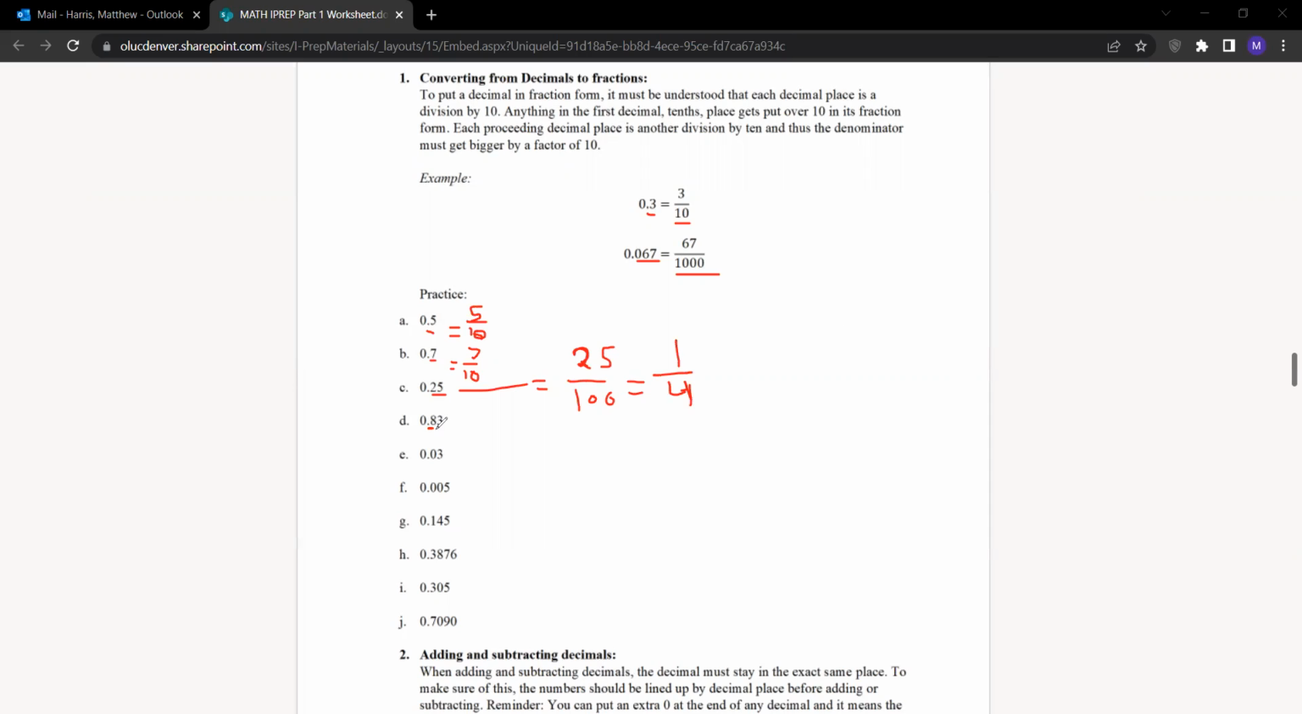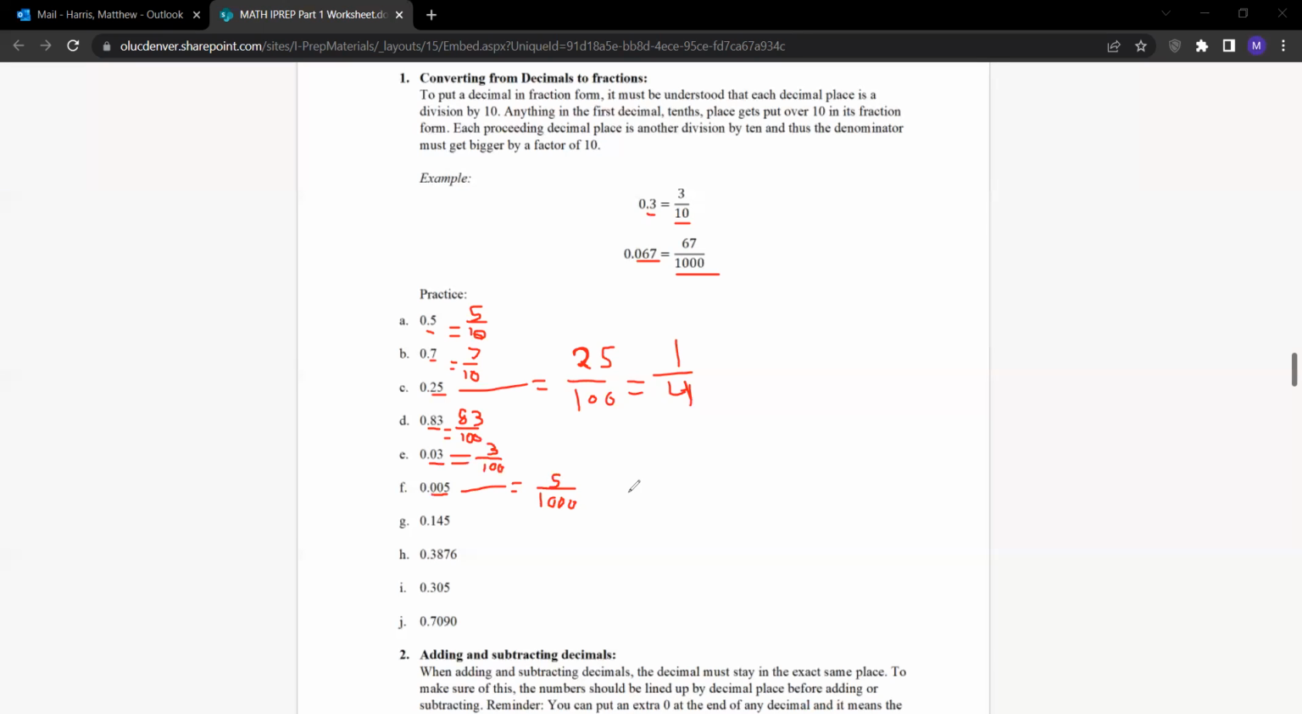So next we have 0.83. So again, we have 2 decimal places. So it's going to be over 100. So 83 over 100. All right, next we have 0.03, which again is 2 decimal places. So it's over 100. It's going to be 3 over 100. All right, so next we have this one, right? 0.005. So how many decimal places are there? 3, right? So as you know, up here, it's going to be 1,000. So we have 5 over 1,000.